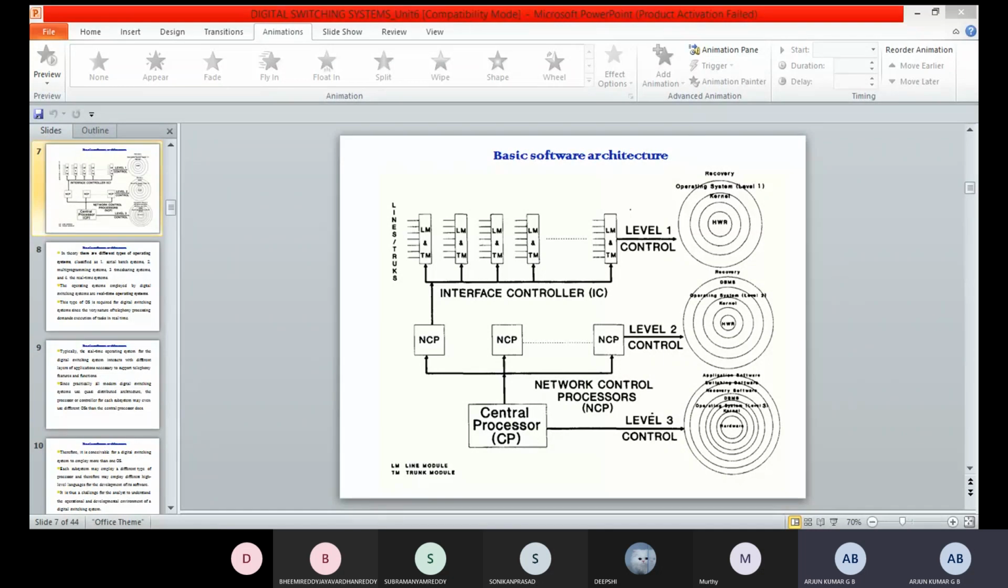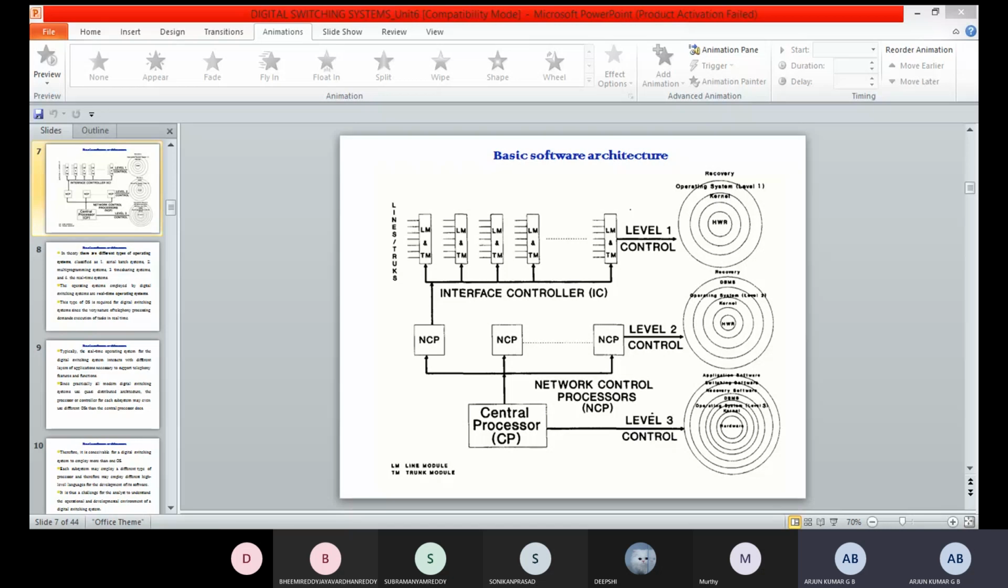If any failure appears in this stage, it will have a big impact on the previous level controllers, the interfaces such as line, trunk, and peripherals. And the NCP should have the ability to diagnose and switch to backup. Also, the design of the NCP depends upon the requirements raised by the DSS.